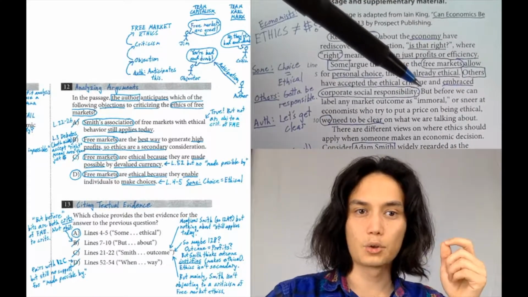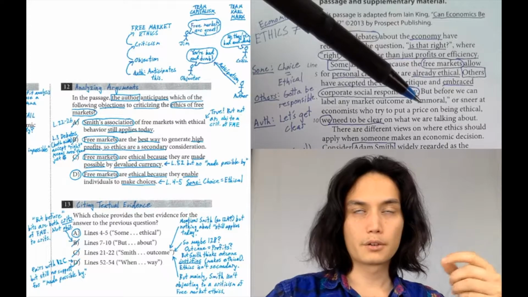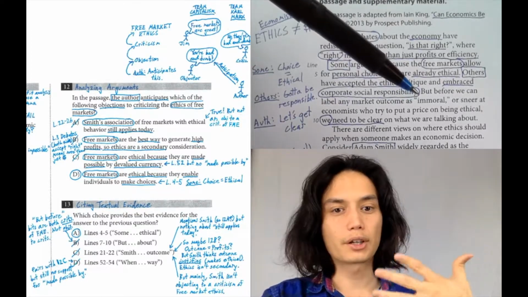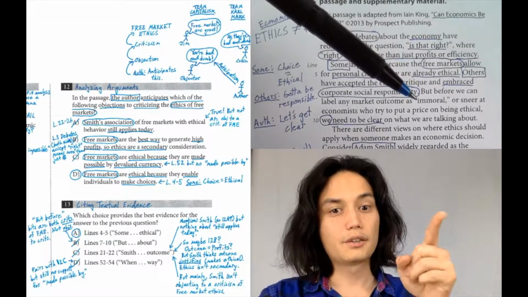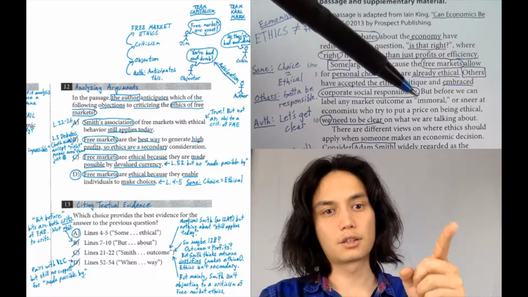All right, so let's show that. Before we can label any market outcome as immoral. Here, this is the act of labeling an outcome as immoral. You're saying the free market does this thing, that's immoral. That's a criticism of the free market, right? We're not looking for criticisms, we're looking for objections to criticisms.